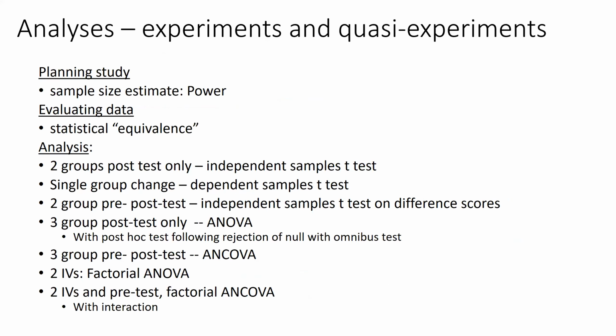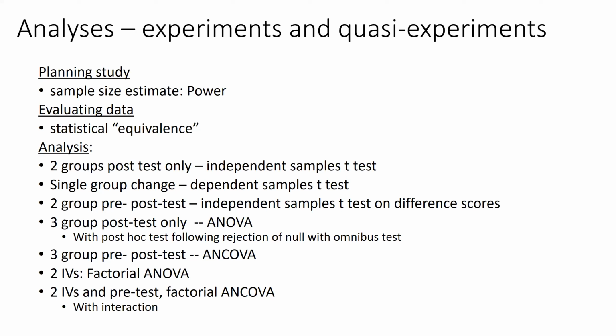So in summary, when you're analyzing experimental and quasi-experimental designs, some of the things that you should think about when you're planning the study is power analysis. When you're evaluating the data, statistical equivalence or similarities between groups, and then the following tests: the independent samples t-test for 2 groups, post-test only; the dependent sample t-test for single group change, remembering that neither one of those designs is a very strong design; the 2-group pre-test post-test, which is not a bad design, and that's an independent samples t-test on difference scores.